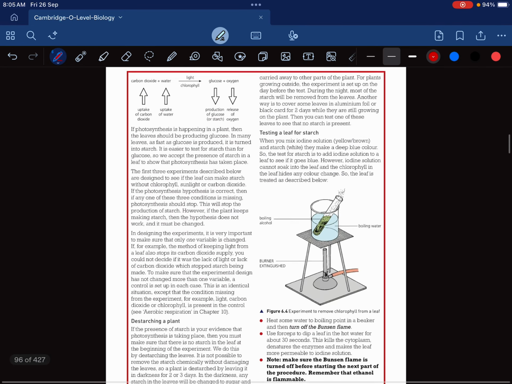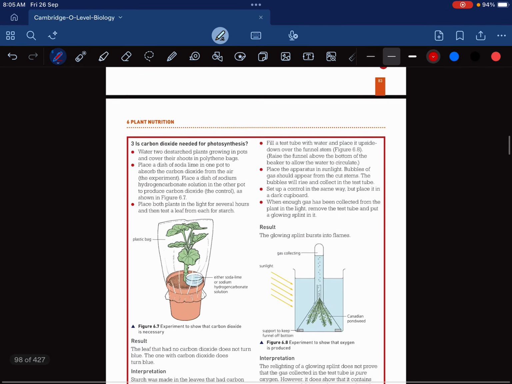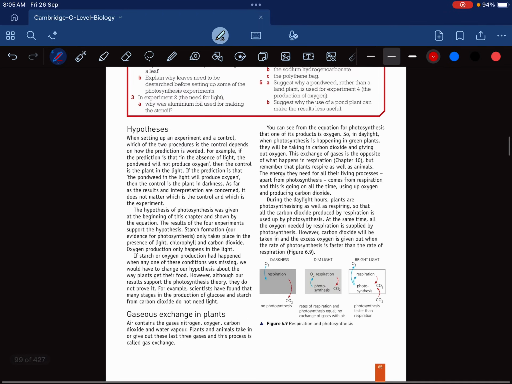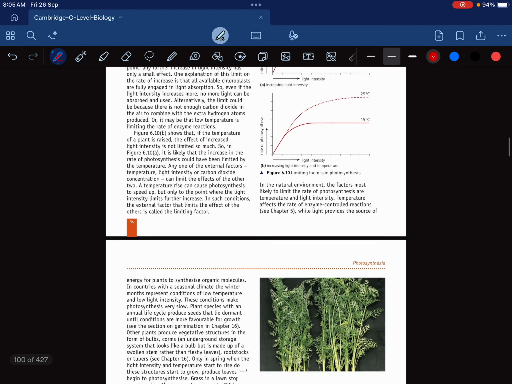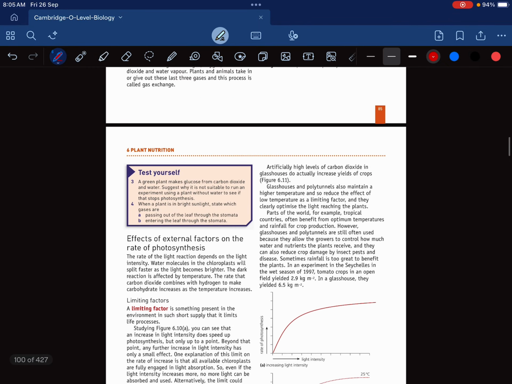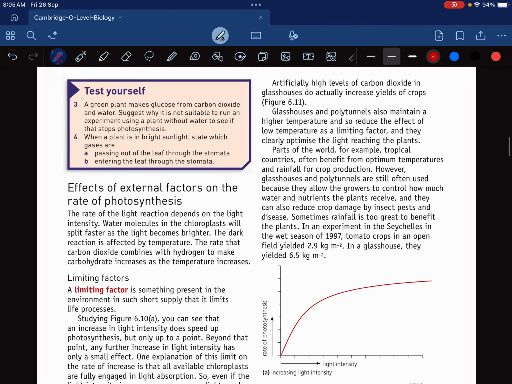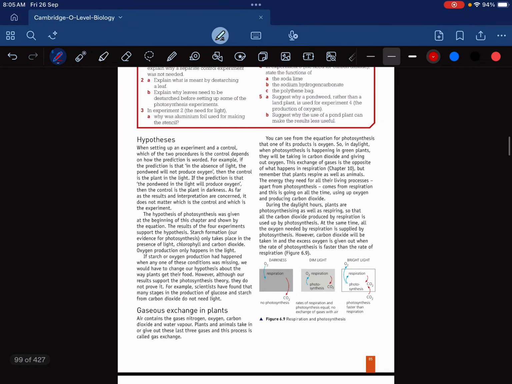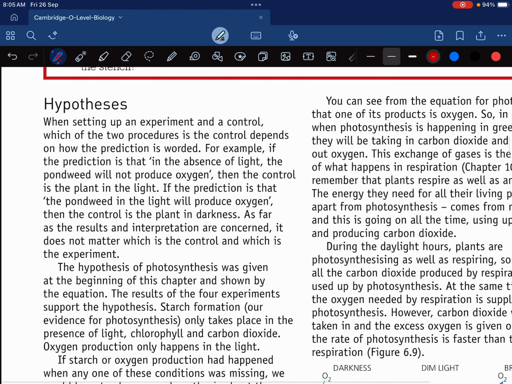ये जो practicals है ना, ये मैं आपको कोई दूसरी वीडियो में करवाऊँगा. Today I wanna get done with most of photosynthesis. नेक्स्ट हमारे पास ये है effects of external factors on rate of photosynthesis. यानी कि hypothesis. Let's just quickly go through this hypothesis. I'm not going to spend too much time on this.